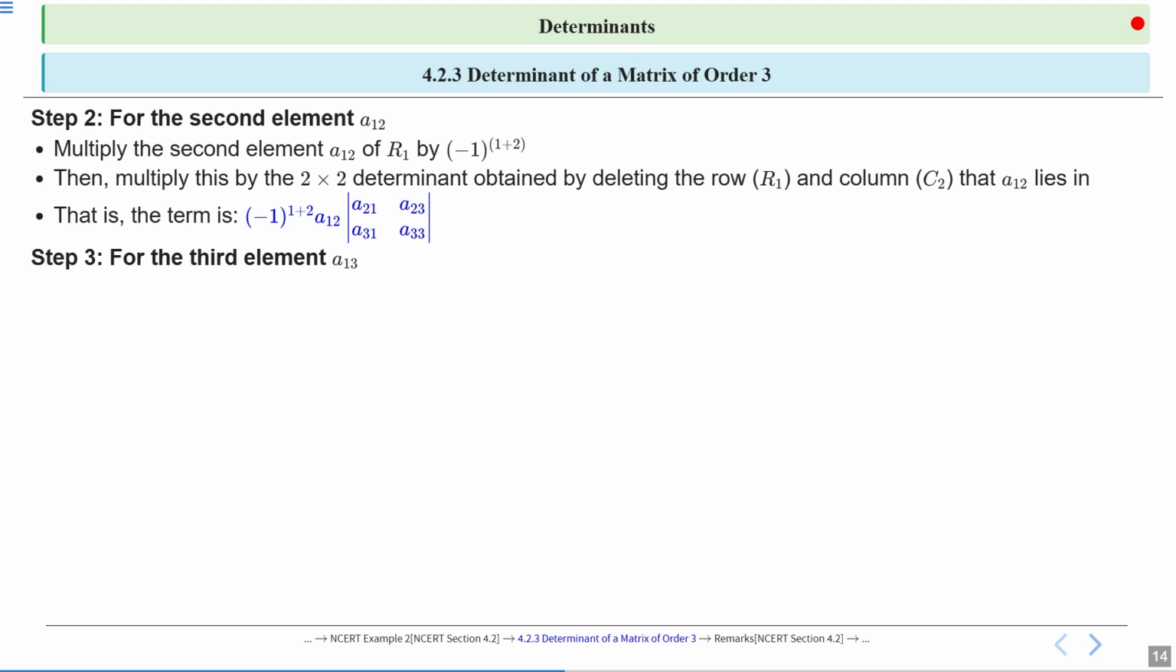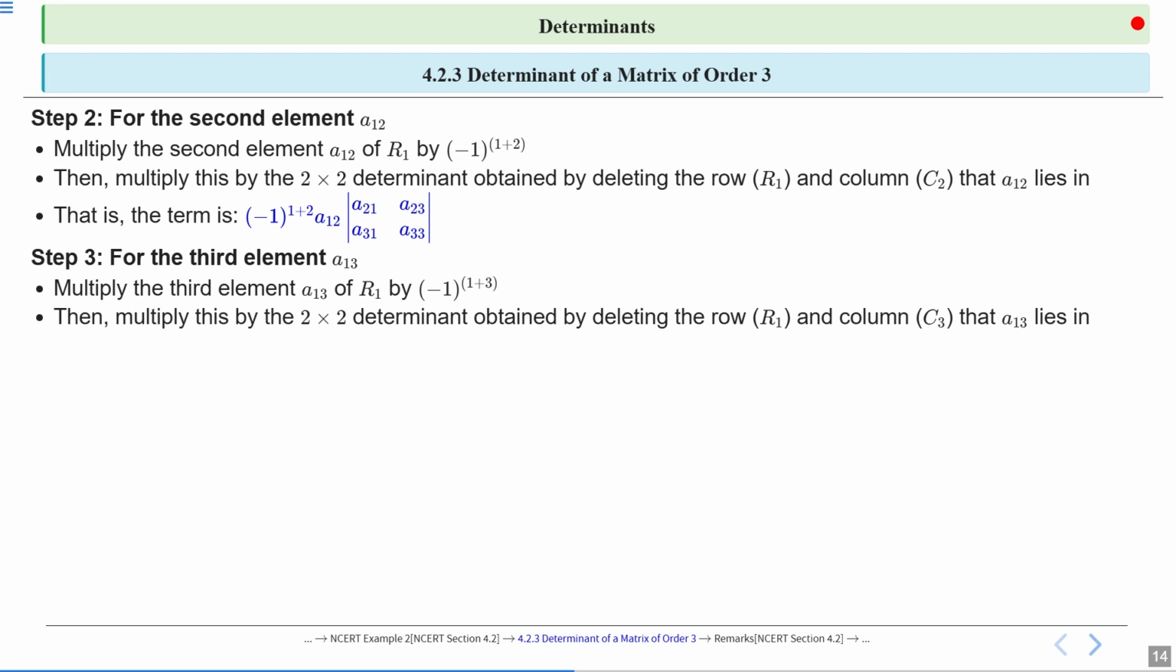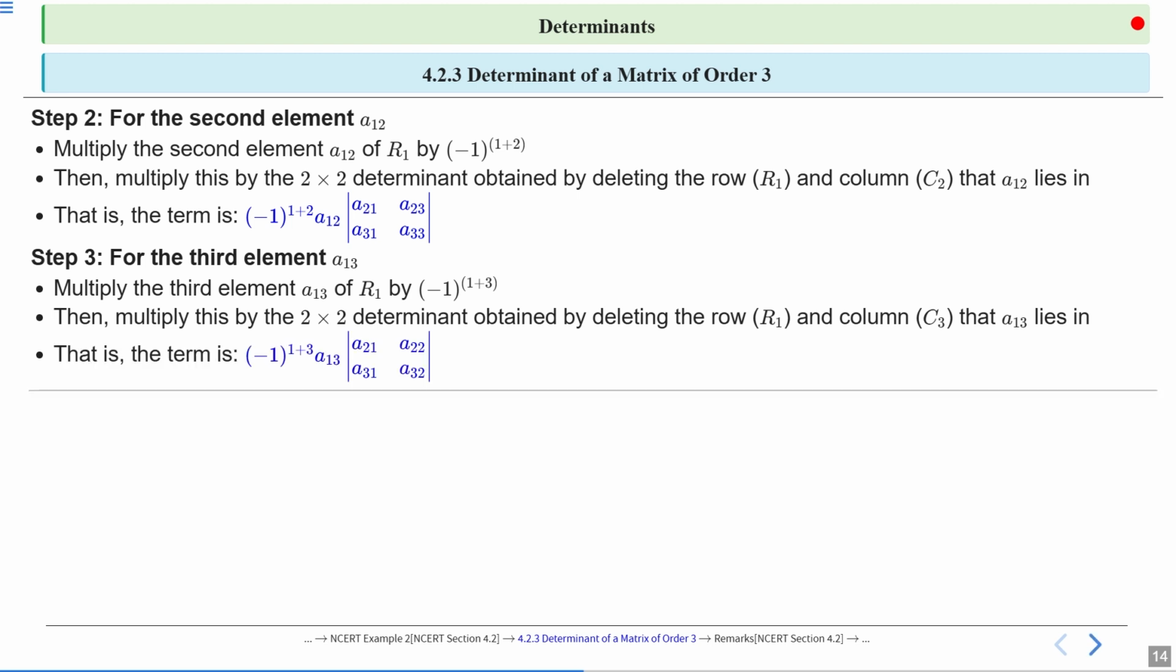For the third element A13, we multiply A13 by -1 to the power 1 plus 3, and then multiply this by the 2 cross 2 determinant obtained by deleting row R1 and column C3, because A13 lies in the first row and third column. So now we have three determinants of 2 cross 2 matrices, and the term is -1 to the power 1 plus 3, A13, times the determinant of A21, A22, A31, A32.